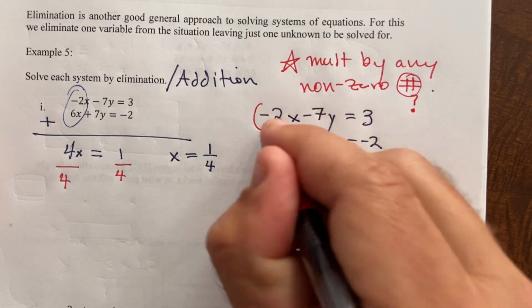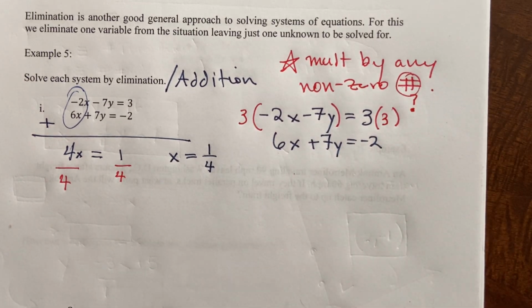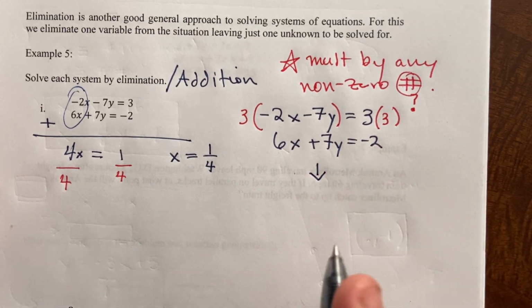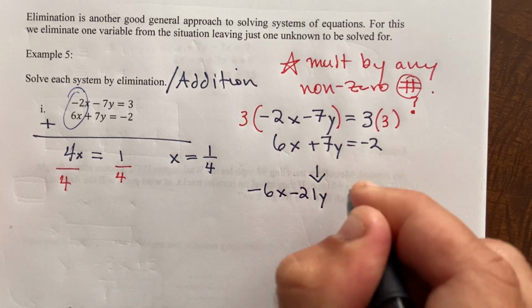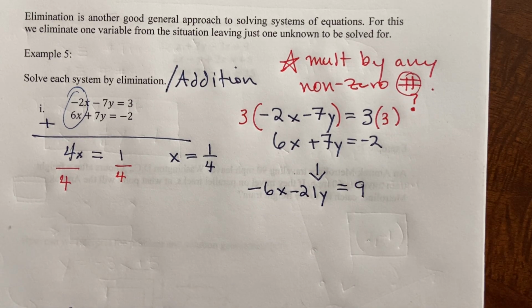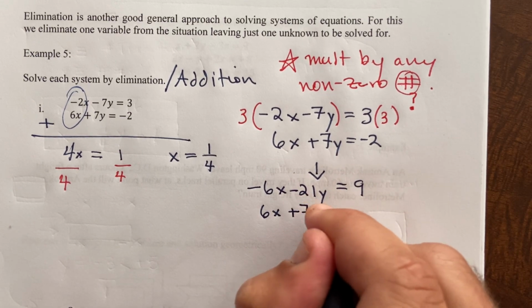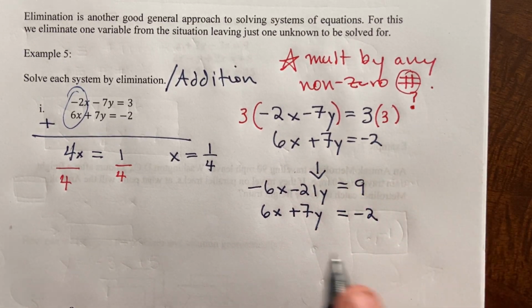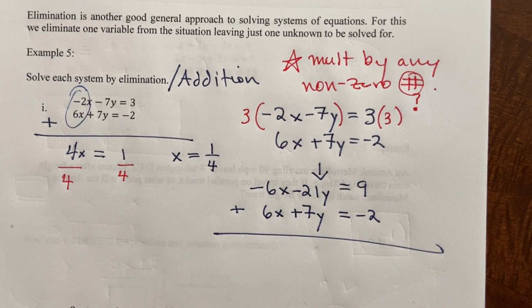3. So I'm going to multiply through, on both sides by the way, by 3. That'll transform this system into negative 6x minus 21y equals 9. That's the first equation multiplied by 3. The second equation, I'm not multiplying by anything. And now when I add, good things happen. The x's cancel away.